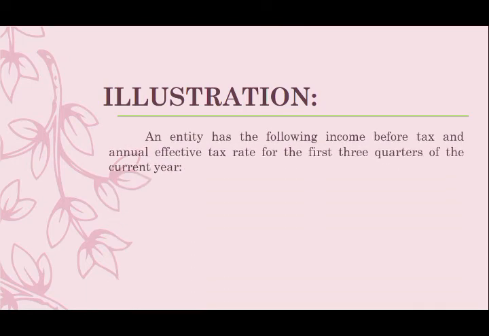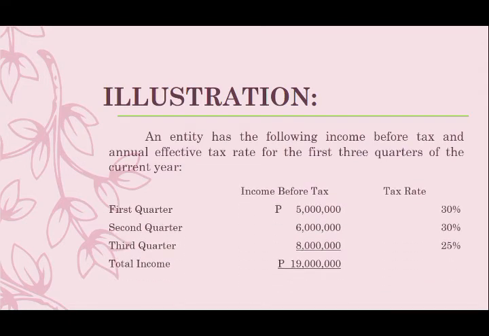An entity has the following income before tax and annual effective tax rate for the first 3 quarters of the current year. First quarter, income before tax 5 million, tax rate 30%. Second quarter, 6 million, 30%. Third quarter, 8 million, 25%, with a total income of 19 million.